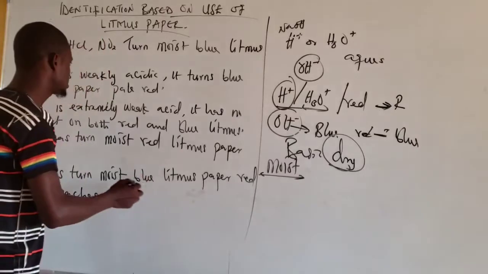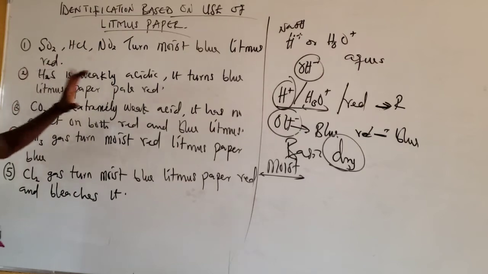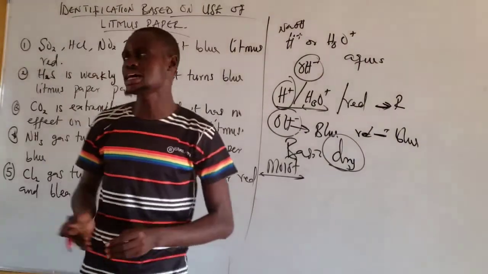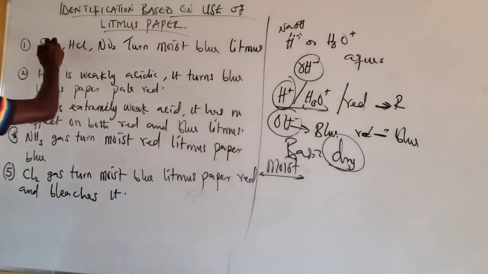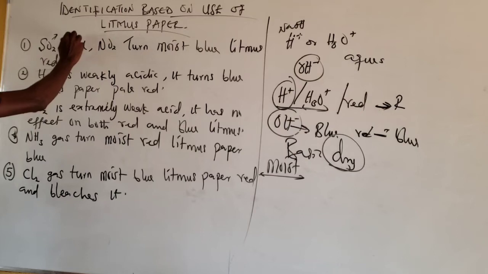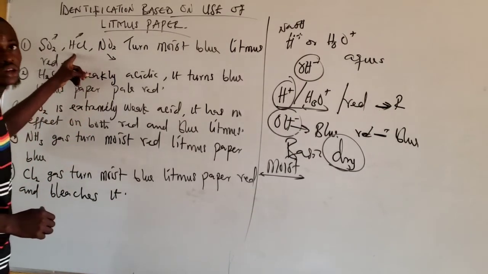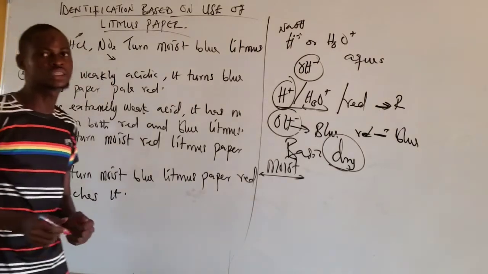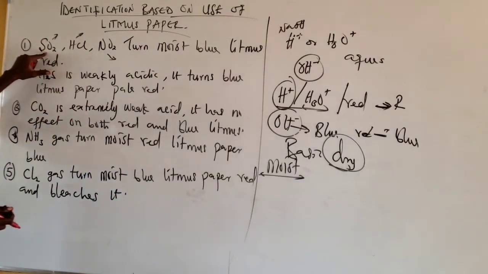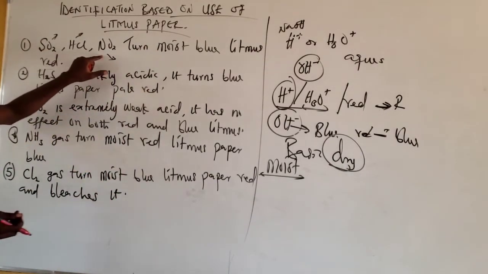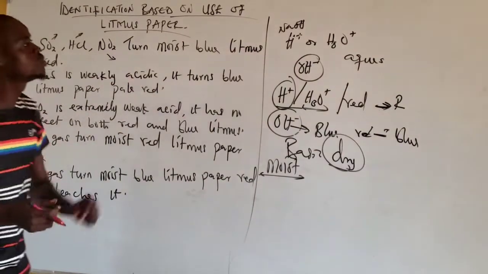Examples of all these gases are listed above. If you see this kind of color, you should understand that there is a presence of any of these three gases there. Now, take a look at this. We have SO2 gas, HCl gas, and NO2, which is a nitrate gas: hydrogen chloride gas and sulfur oxide gas. Altogether, sulfur oxide, hydrogen chloride gas, and nitrogen dioxide gas all turn moist blue litmus paper red.